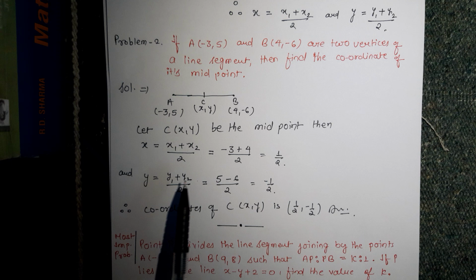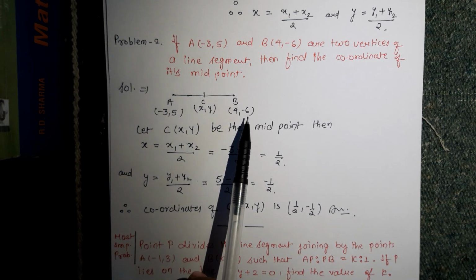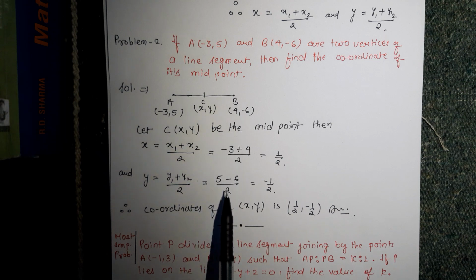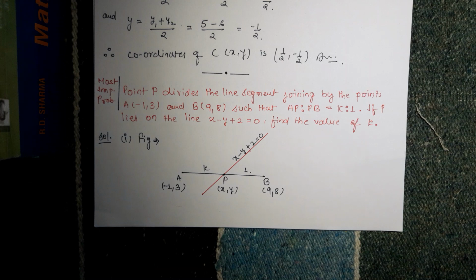Similarly, y will be (y1 plus y2) by 2. The value of y1 is 5, the value of y2 is minus 6, so it will be (5 minus 6) by 2, that is minus 1 by 2. Hence the coordinate of C (x, y) is (1 by 2, minus 1 by 2). I hope you all got that particular part.